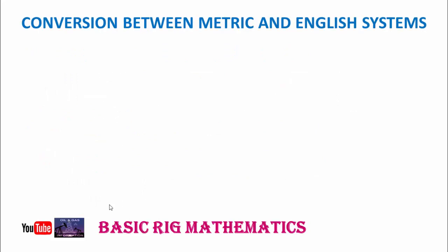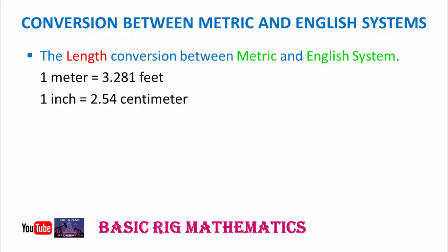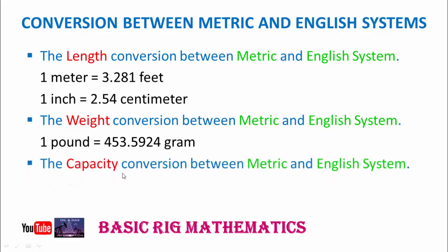Now we see some conversion between metric and English system. First of all, we see the conversion for the length. 1 meter is equal to 3.281 feet. 1 inch is equal to 2.54 centimeter. Now we see the conversion for the weight. 1 pound is equal to 453.5924 gram. At the last we see the conversion for the capacity. 1 gallon is equal to 3.785412 liter.